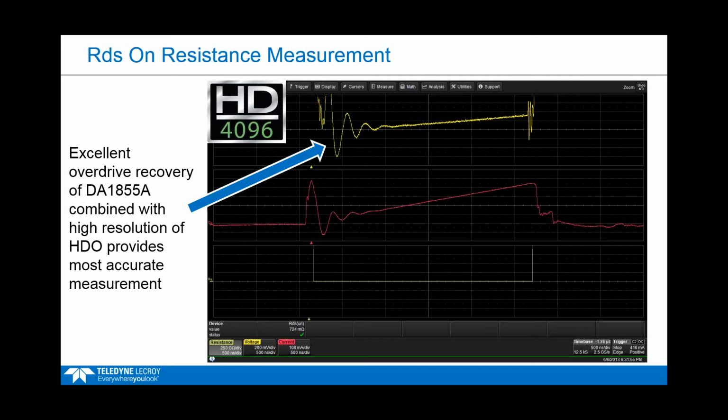So here's an example of looking at that. Now, if you're using this kind of approach, what you want to do is actually measure the RDS on, or the dynamic on resistance for this state, and we have an automated measurement that'll do that. And then you can plug that back in to the switching measurement, and that'll calculate all the switching loss measurements at once using the value that you measured from this zoomed in view here.